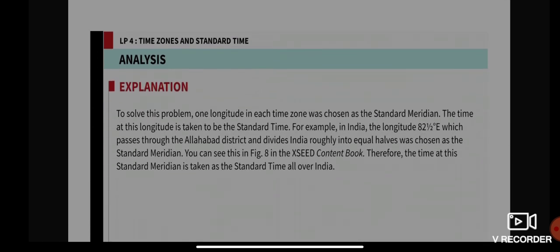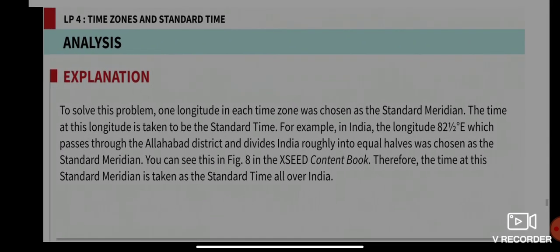So to solve this problem, one longitude in each time zone was chosen as the standard meridian, as we have learned. The time at this longitude is taken to be the standard time. For example, in India, the longitude 82.5 degrees east, which passes through the Allahabad district and divides India roughly into two equal halves, was chosen as the standard meridian. You can see this in figure 8 in the exit content book. Therefore, the time at this standard meridian is taken as the standard time all over India.